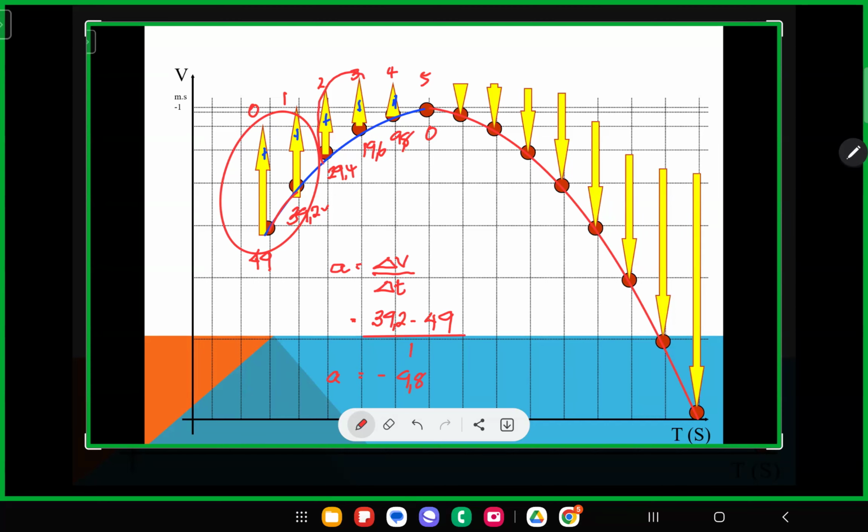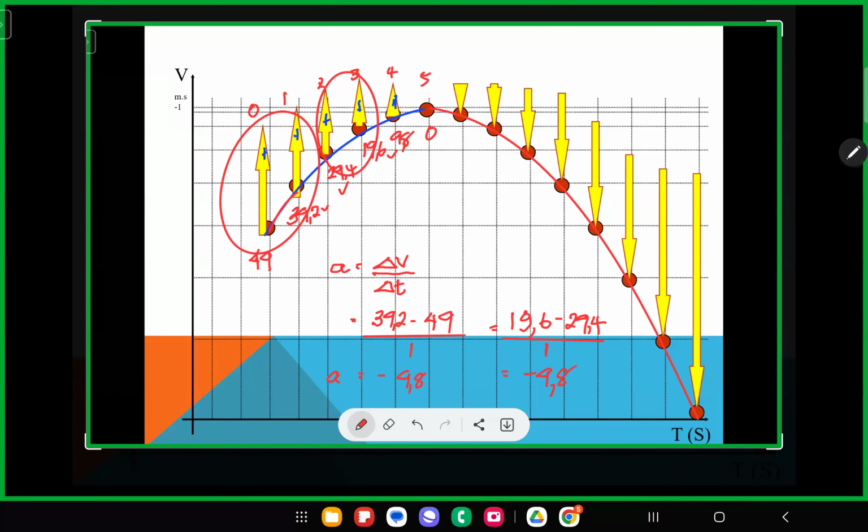I'm going to take another random one. The time interval from 2 to 3 seconds is still 1 second. My final velocity is 19.6. My initial velocity is 29.4. My change in my time, where the velocity was 19.6 and 29.4, was 1 second. If you work that out, you'll get minus 9.8.